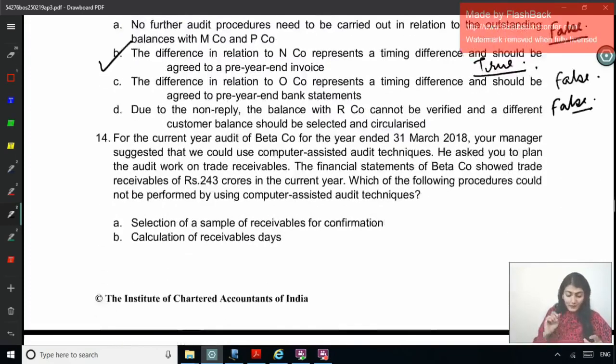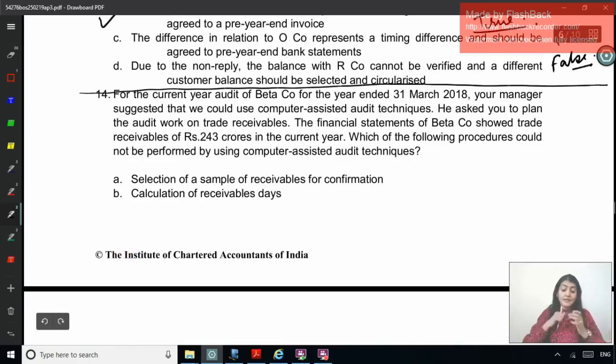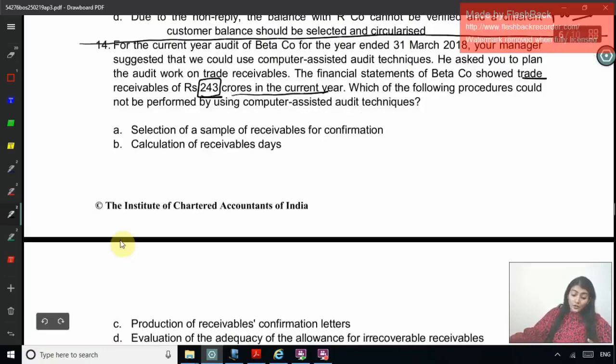Question number 14. For the current year audit of Beta Company for the year ended 2018, your manager suggested that we could use computer assisted audit techniques. He asked you to plan the audit work on trade receivable. The financial statements of Beta Company show trade receivable of 243 crore in the current year. Which of the following procedures could not be performed using computer assisted audit techniques?